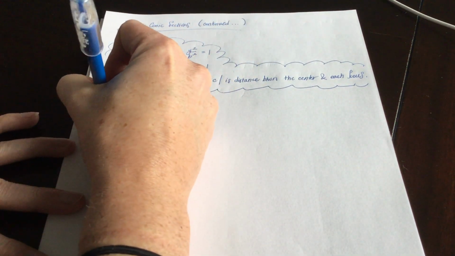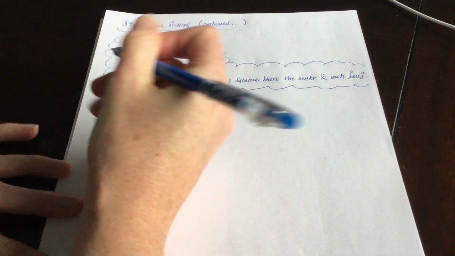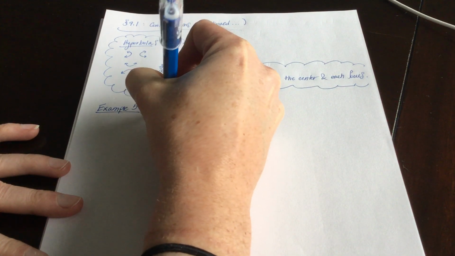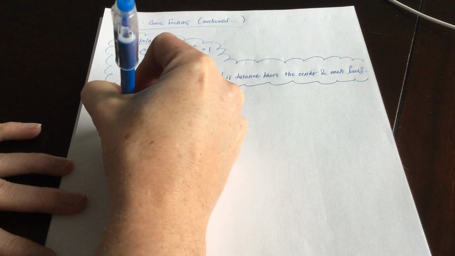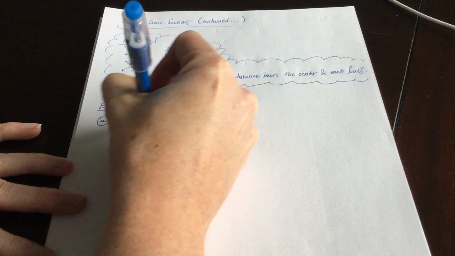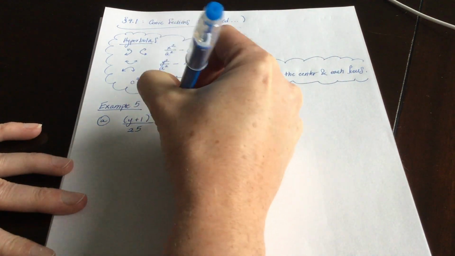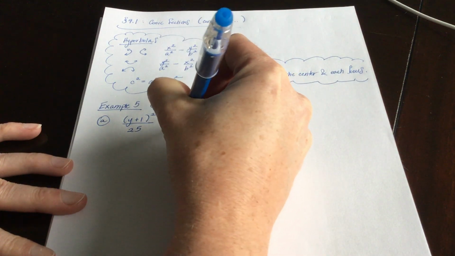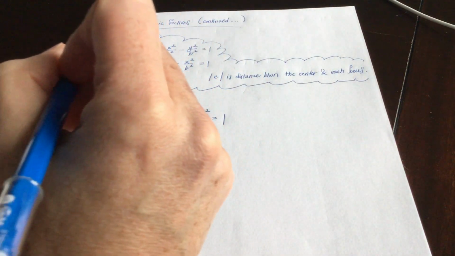Okay, example 5. The directions are just to graph. Part A, let's give you the quantity y plus 1 squared over 25 minus the quantity x minus 4 squared over 9 equals 1. Super good time to pause the video.